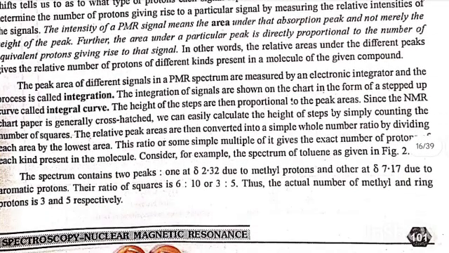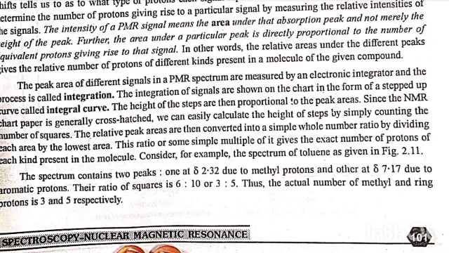The intensity of a PMR signal means the area under that absorption peak and not merely the height of the peak. Further, the area under a particular peak is directly proportional to the number of equivalent protons giving rise to that signal. In other words, the relative areas under the different peaks give the relative number of protons of different kinds present in a molecule of the given compound.